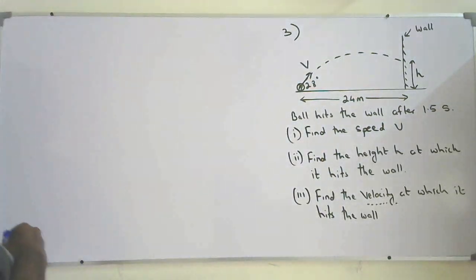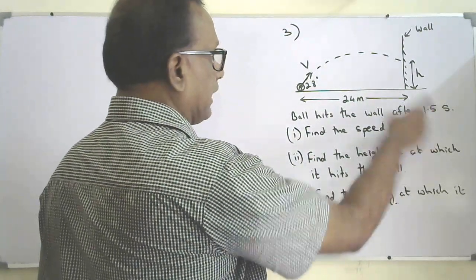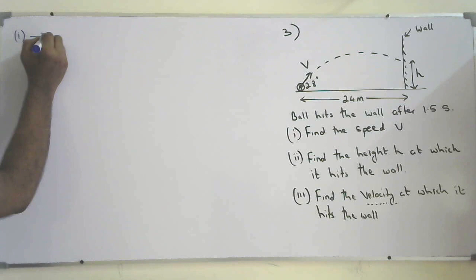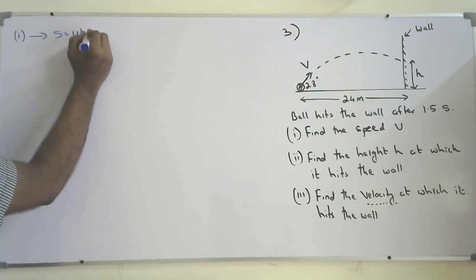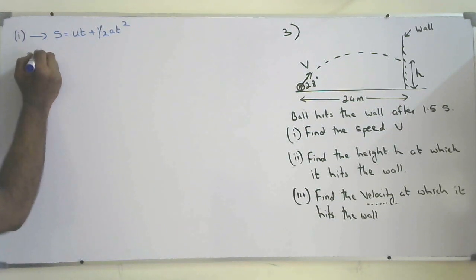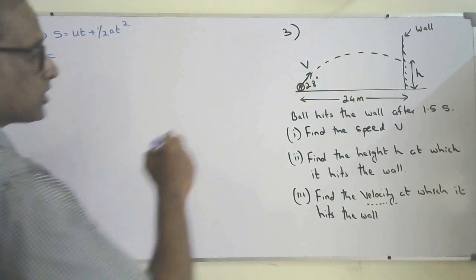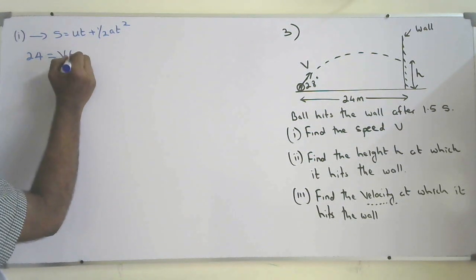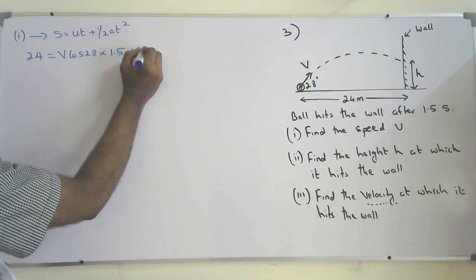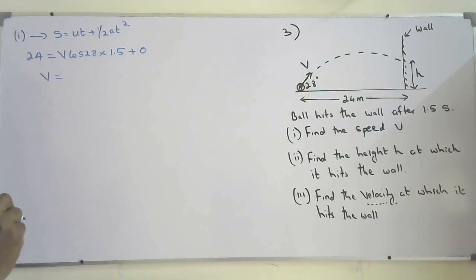Okay, so for the first part, I know the horizontal displacement, I know the time, and I know the angle. So horizontally I can use s equals ut plus half at squared. S is 24. Initial horizontal velocity is v cos 28, into the time, which is 1.5 given. Horizontally there is no acceleration. Find v. So you will get a value of v for the first part: 18.1 meters per second.